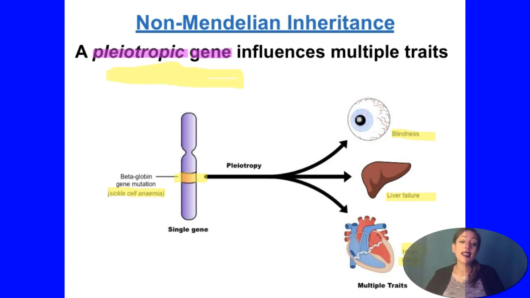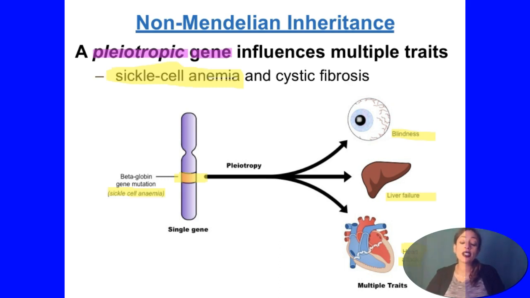But in this case, it's different. That one single gene itself will affect multiple different traits. So in this example, I use sickle cell anemia. This gene is a pleiotropic gene. So instead of just coding for one particular trait, it's going to affect the blindness of an individual. It's going to cause them liver failure, and it may even lead to a heart attack. These are multiple traits from that one gene. That's why it's called a pleiotropic gene. It affects multiple different traits.